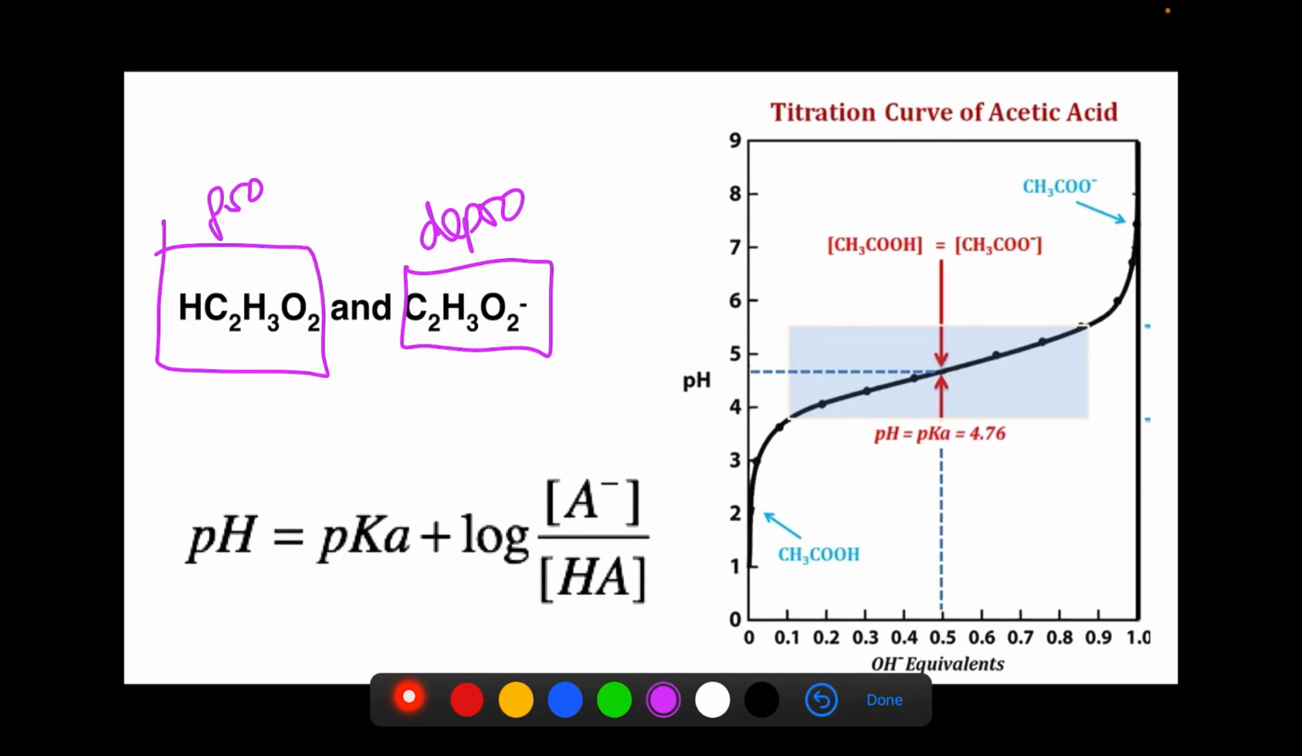Recall that halfway to the equivalence point, shown here, the pH will equal the pKa, meaning we have equal concentrations of protonated and deprotonated forms of the acid, equal concentrations of acetic acid and acetate. As we add more strong base and continue to deprotonate acetic acid, we start to see that we have more of the deprotonated state, more of the acetate ion. This is because now our pH is greater than our pKa, meaning we have more A- versus HA.